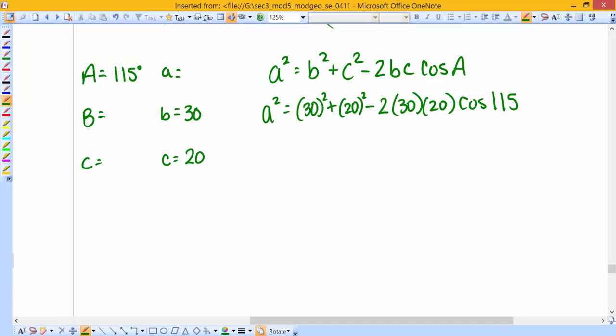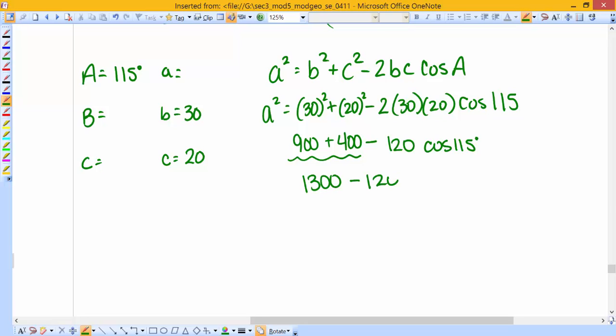Okay, now you have to be careful plugging into your calculator. Please be very, very careful. So 30 squared is 900. 20 squared is 400, minus 2 times 30 times 20, which is 1200. You must follow order of operations, so you add those first. So I have 1300 minus 1200 cosine of 115.